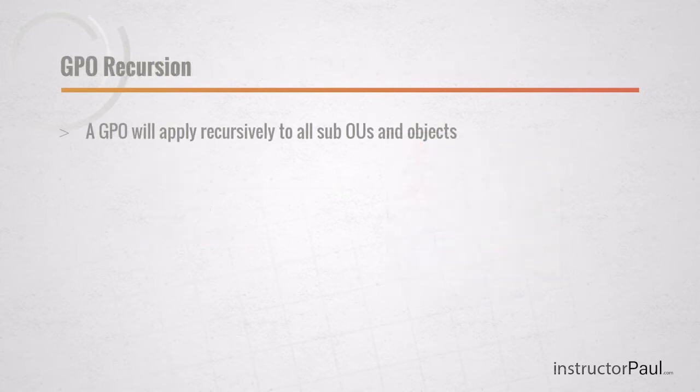Now, GPOs are applied recursively, and this means that any setting that is applied to a parent OU or towards the domain will also apply to all sub OUs beneath the original OU that the GPO is applied to.